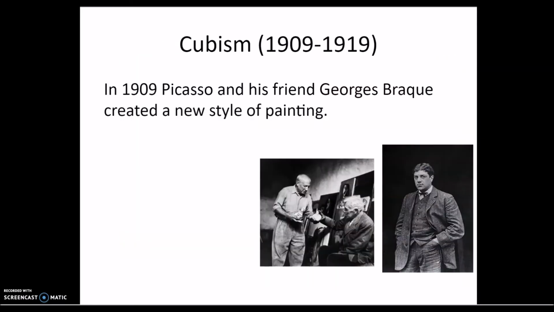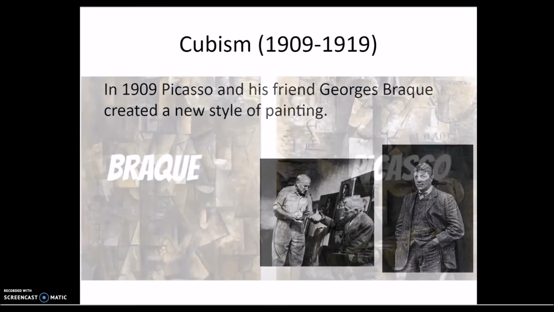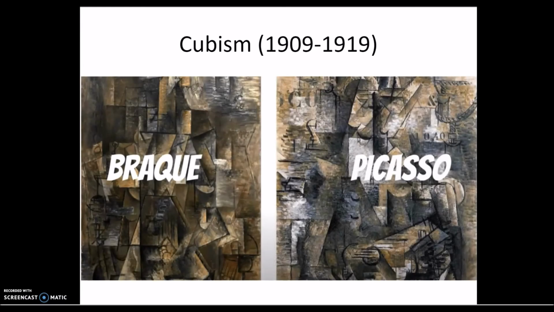In 1909, Picasso and his friend Georges Braque created a new style of painting called Cubism. They wanted people to look at art in a different way, so they attempted to create a type of art that never existed before.